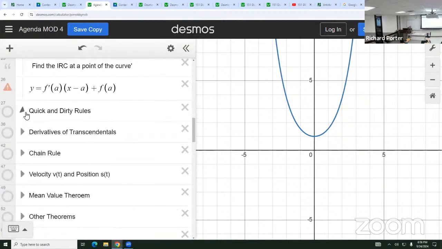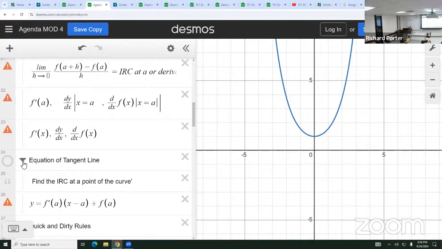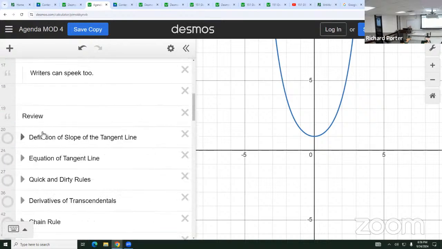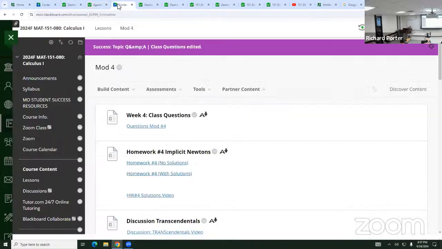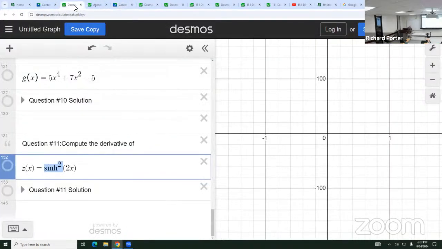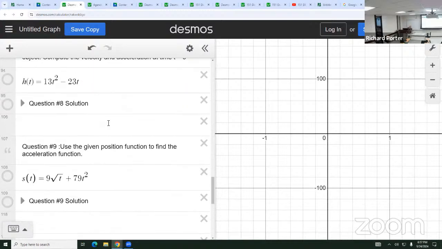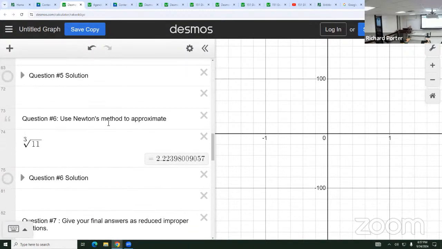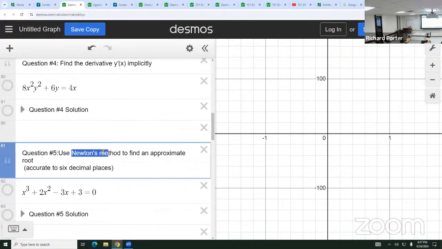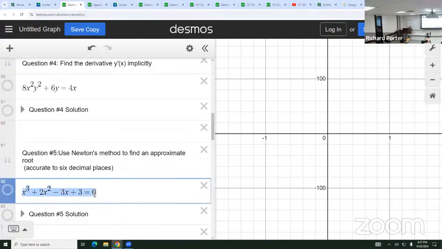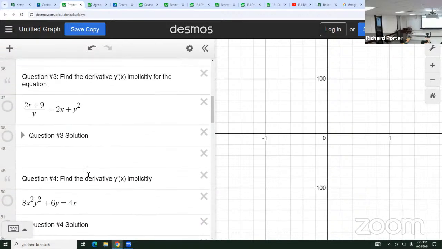Okay, so what you'll see for homework is they'll say, find the zero of this function. Let me see if I can pull up that homework problem again. Here it is. So here's what you'll see for Newton's method. Use Newton's method to approximate the cube root of 11. Use Newton's method to approximate, find the root. That means the zero of this. In other words, solve that equation.